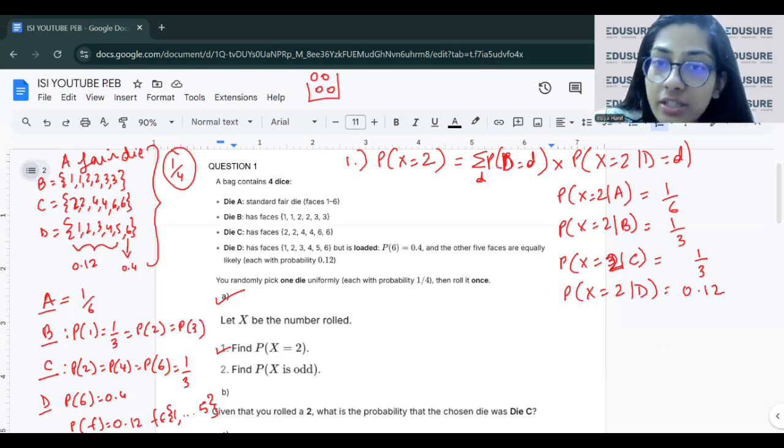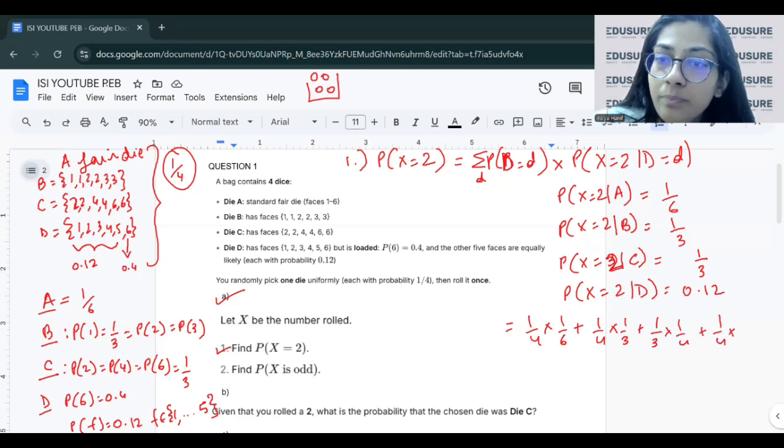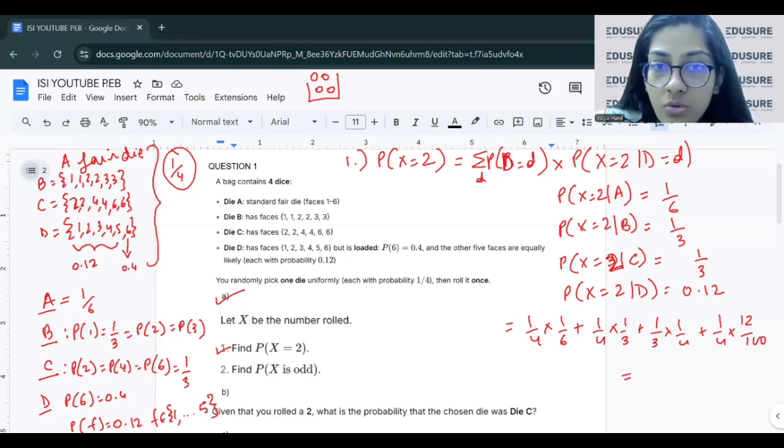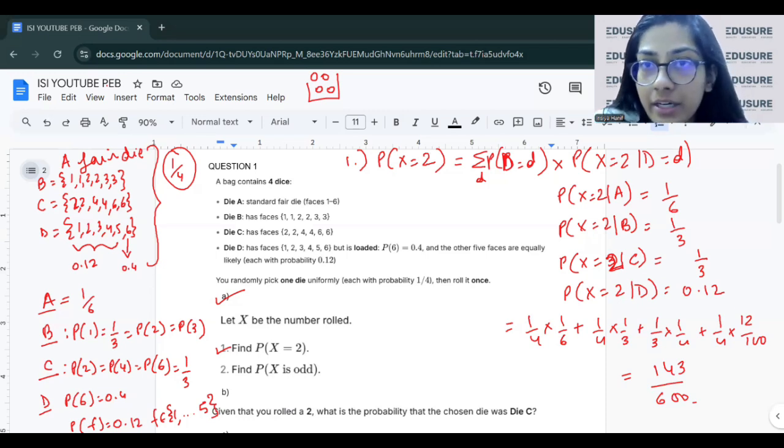That's it. अब हमें बस summation करना है. Summation क्या होगा? 1 by 4 into 1 by 6 plus 1 by 4 into 1 by 3 plus 1 by 3 into 1 by 4 plus 1 by 4 into 12 by 100. बस इसे हमें कैलकुलेट करना है. तो अगर इसे कैलकुलेट करेंगे, you will get your answer to be equal to 143 by 600. Okay, that is the answer to part A का question number 1.